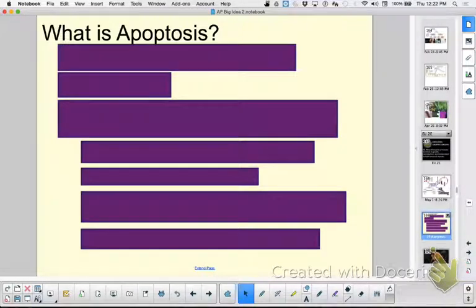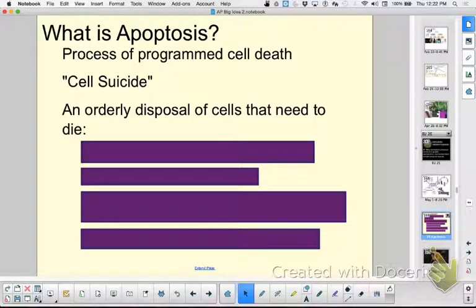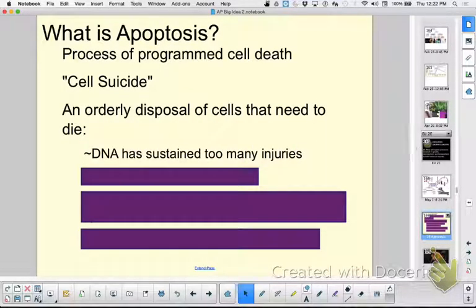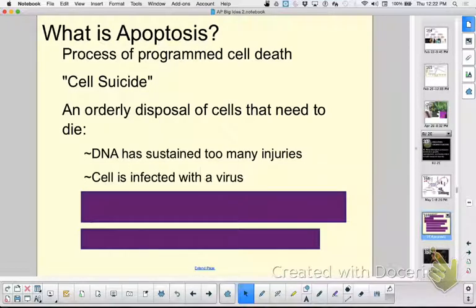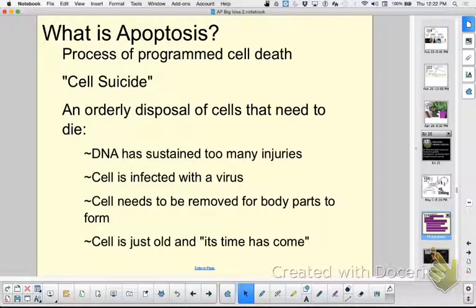And so, what is apoptosis? Do you remember that? What is apoptosis? Yeah, the process of programmed cell death or cell suicide, an orderly disposal of cells that need to die. If DNA has sustained too many injuries, if a cell is infected with a virus, cells need to be removed from body parts. We talked about fingers forming. That might be another time that you need to do apoptosis. Or if it's old and its time has come. You obviously don't want to do that at the wrong time, right?